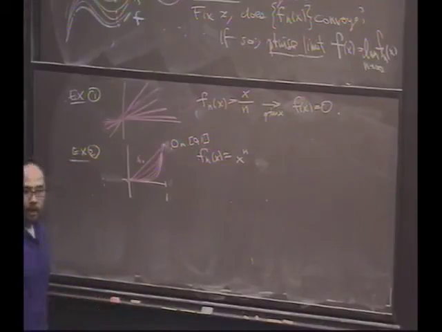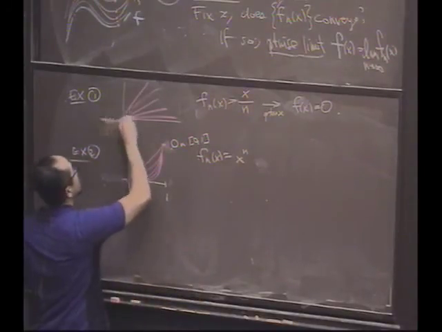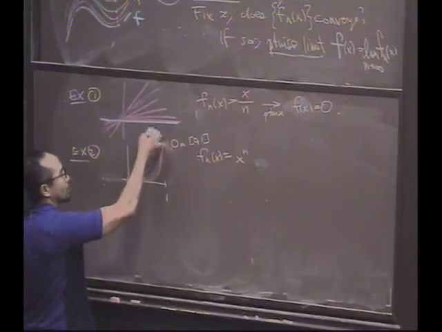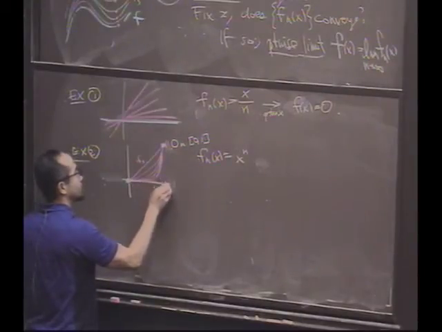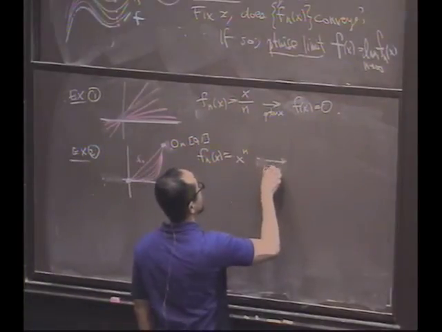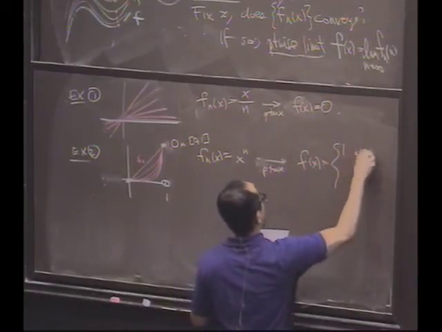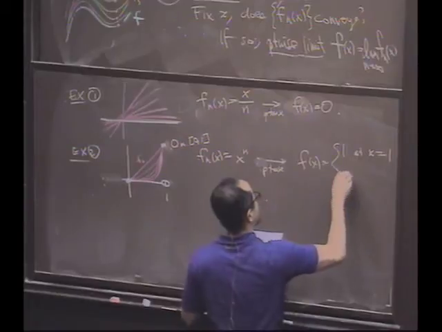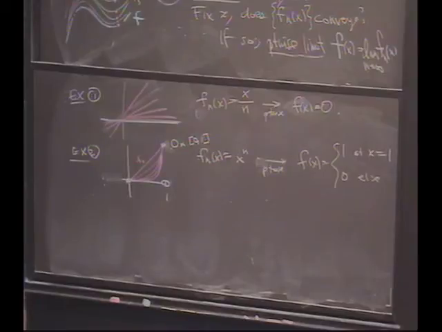Does this converge pointwise? To what? Zero? What about at 1? It stays at 1 for 1, and everywhere else, 0. Ooh, interesting. So it converges pointwise, yes, but to the function f of x equals 1 if x equals 1, and 0 else, on [0, 1] only. Okay? Interesting.